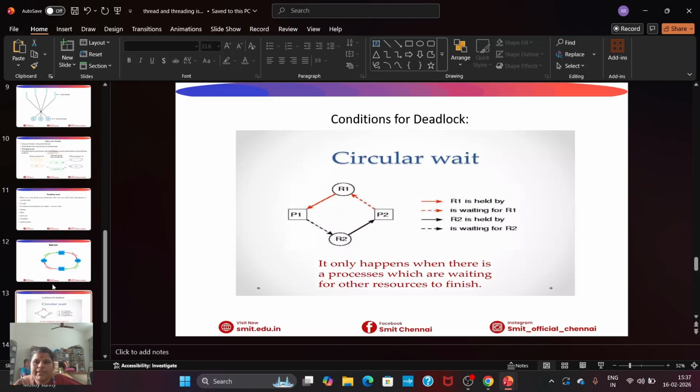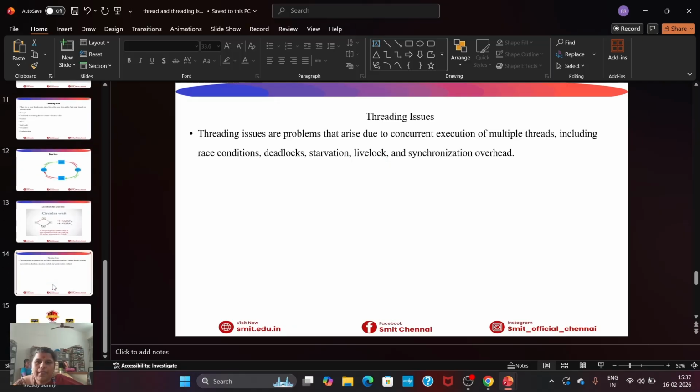Then the conditions for deadlock, such as circular wait. R1 is a resource held by process one, and R2 is a resource held by process two. In a circular wait, P1 holds R1 and is waiting for R2, and P2 holds R2 and is waiting for R1. It only happens when processes are waiting for other resources to be released.